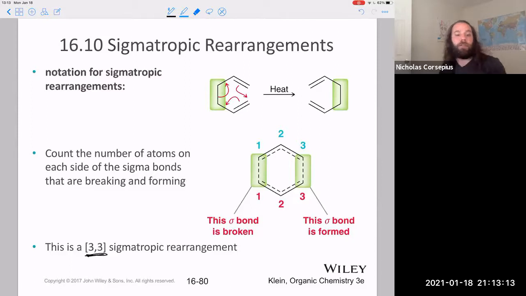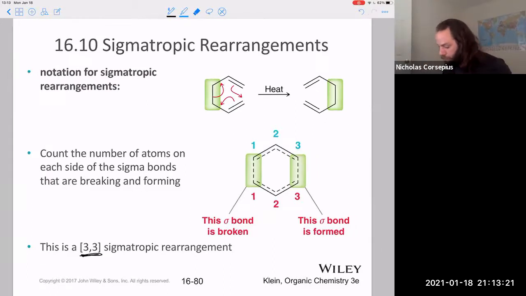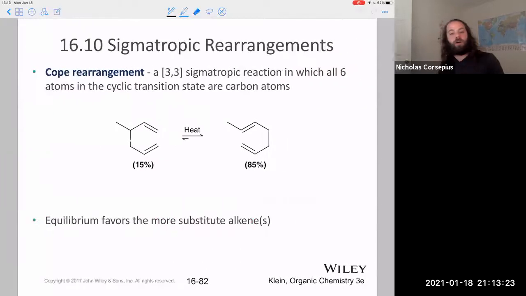So there are other types of sigmatropic reactions that aren't 3-3, but these are the ones that we're going to focus on today. In particular, there are 2 special names for them. The first is called a Cope rearrangement. And this is a 3-3 sigmatropic rearrangement where all 6 of the atoms in that transition state are carbon atoms.